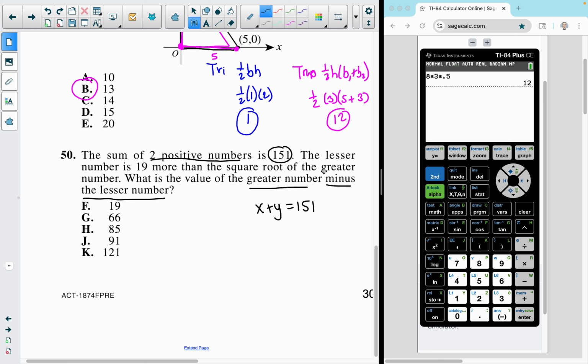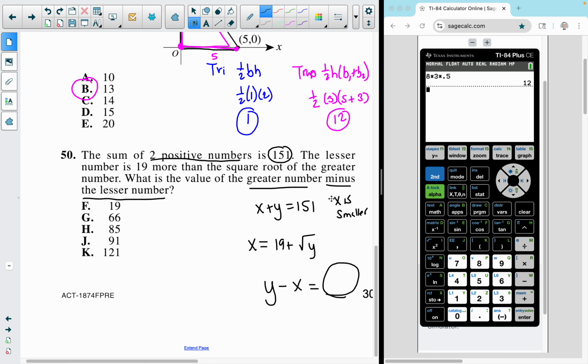Okay, so let's think about that. Let's say that x is the smaller number, because it does say lesser and greater. So x is 19 more than, so 19 plus the square root of the greater number, which in this case would be the letter y. The question asks, what is the value of the greater number minus the lesser number? The greater number is y, so our question is y minus x. That's what we have to find.